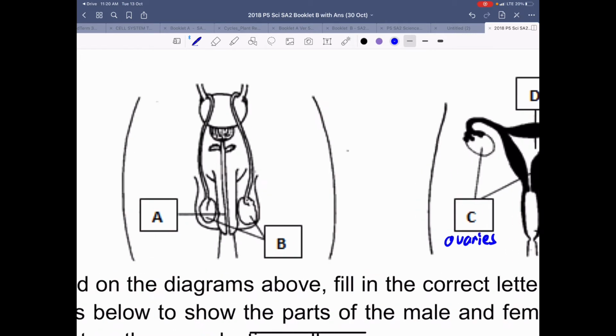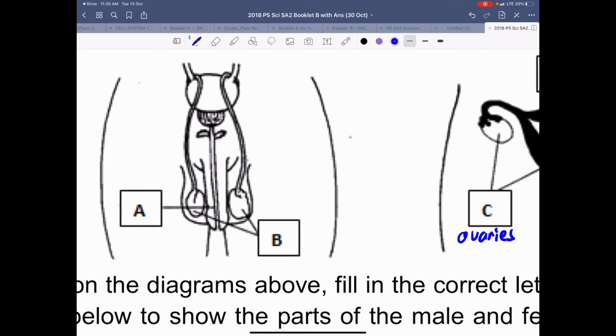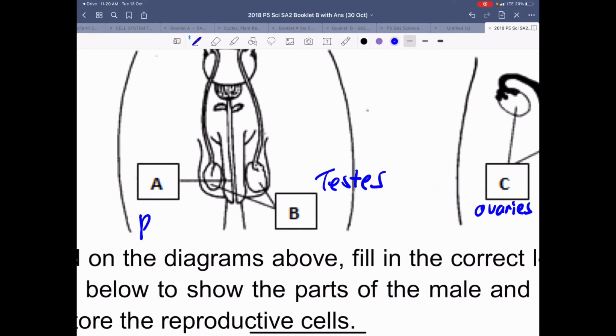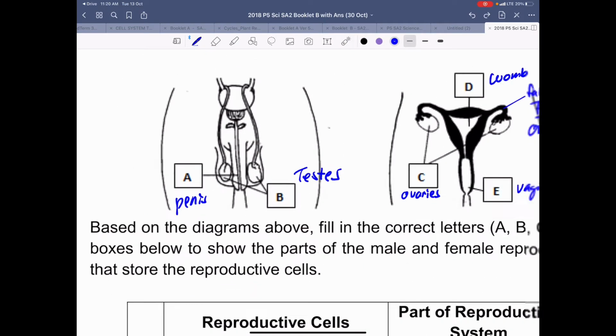Now, so your B over here, obviously the most common structure is your testis, for plural, testicles. And then over here, it's your penis lah, but actually it's pointing to your urethra. But never mind, urethra is this thing that you pee out of. Okay, but I don't think you need to know that. In secondary school, you will know.